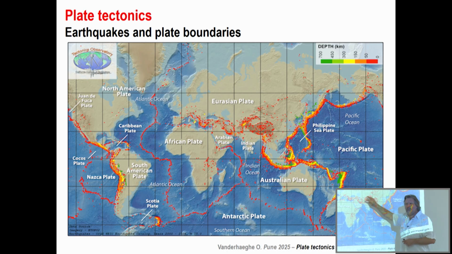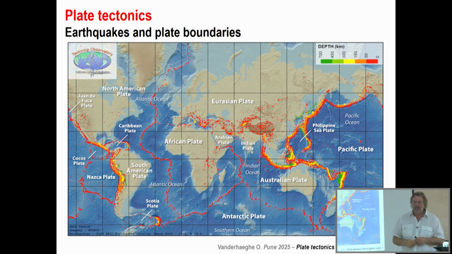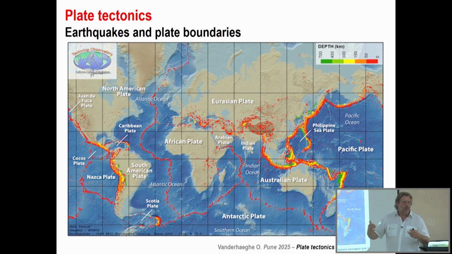So what does this mean? How would you call that type of belt? Just spontaneously. Continental collision. That's, I think, the most common way to describe this.